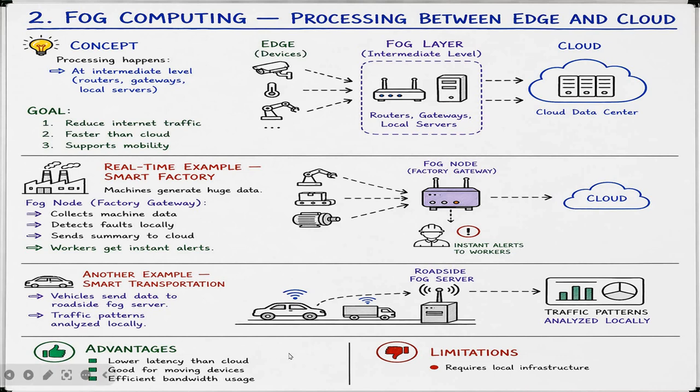Advantages are it has low latency than the cloud, that is, processing is closer than the cloud, therefore the delay is less, and it is good for near real-time applications. And second is it is good for moving devices, that is, it supports mobile systems like cars and drones, and it maintains connectivity and performance. Third is the effective bandwidth usage, where only filtered data is sent to the cloud, and this reduces the network load. Then the limitations are it requires the local infrastructure, that is, it needs the installation of gateways, routers, or local servers, and this will increase the setup and the maintenance cost.